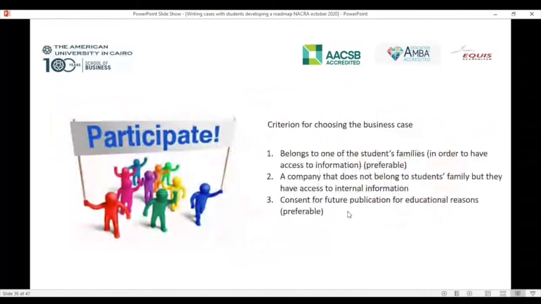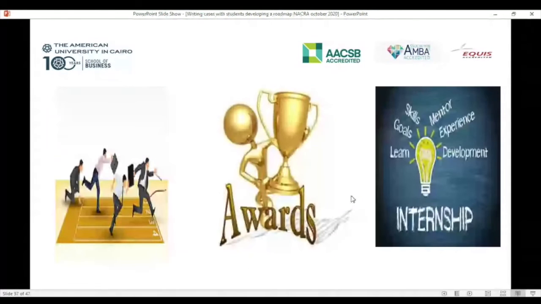On the other hand, a criteria for choosing the business case is given to the students before they start the case writing. One of the issues is that they should have accessibility to information. It might be a family, a parent, and so on. A company that does not belong to students' family, but they have access to internal information. One of the issues is that we need to have consent for future publication for educational reasons.